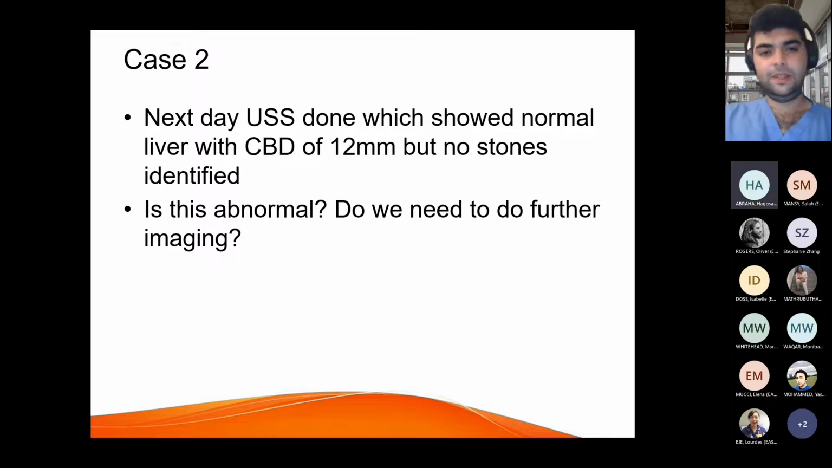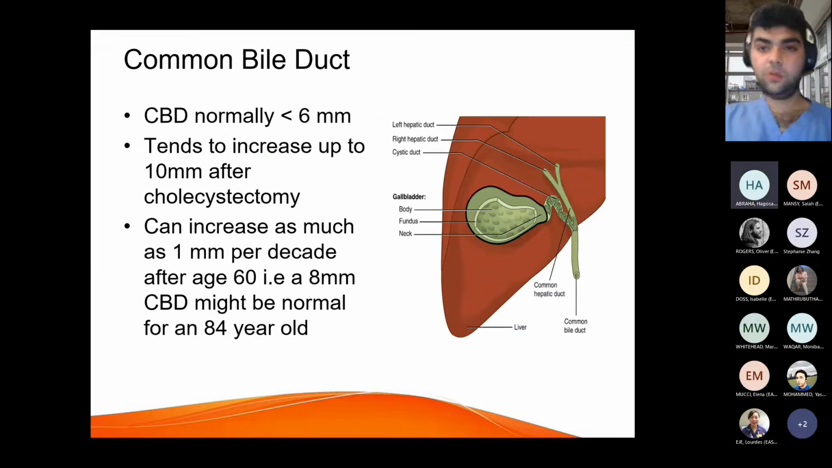Are they not okay? Again, this is a common question I get about CBD dilatation. What is significant CBD dilatation? What do we do in a scenario like this where there's no stones identified? So a normal CBD, depending on who you ask, is either less than 6 millimeters or less than 7 millimeters. Less than 6 is universally acknowledged. Some people will say 7 is okay.